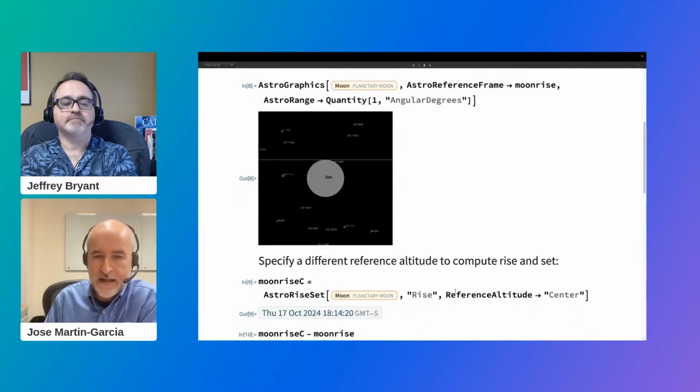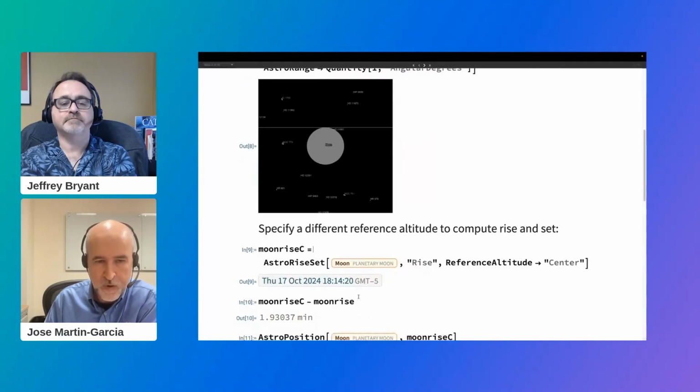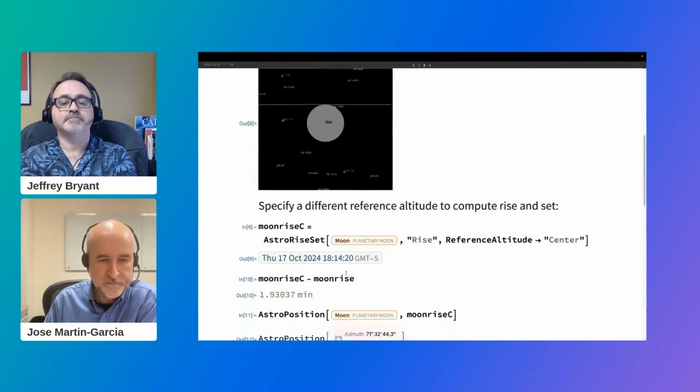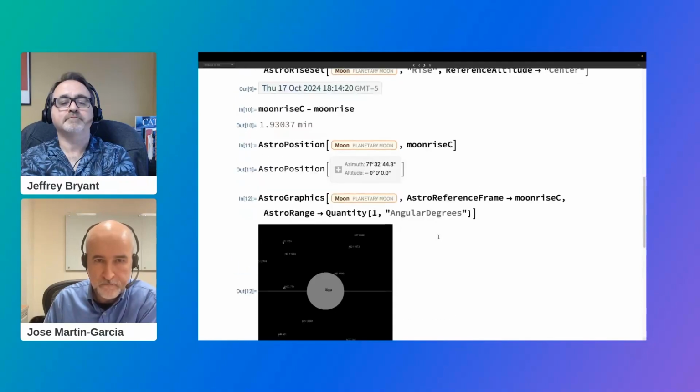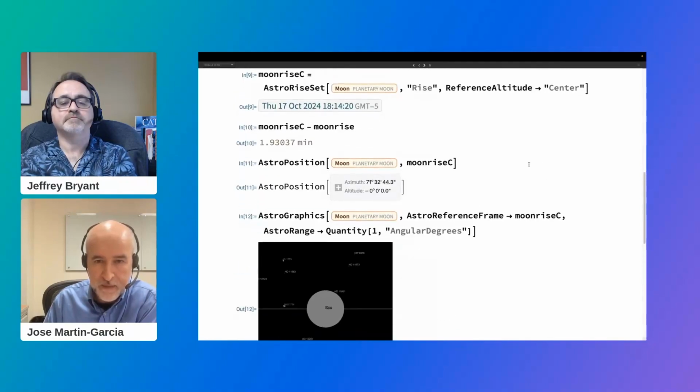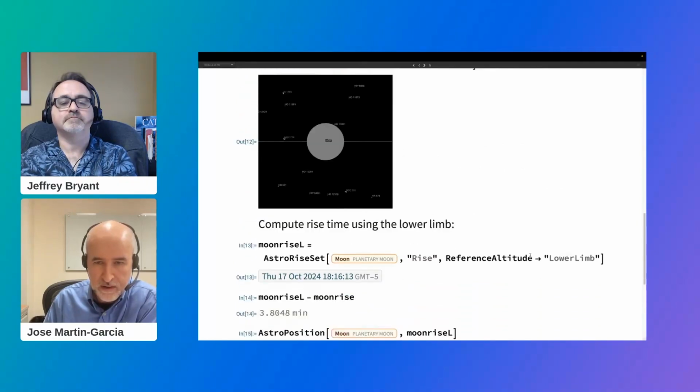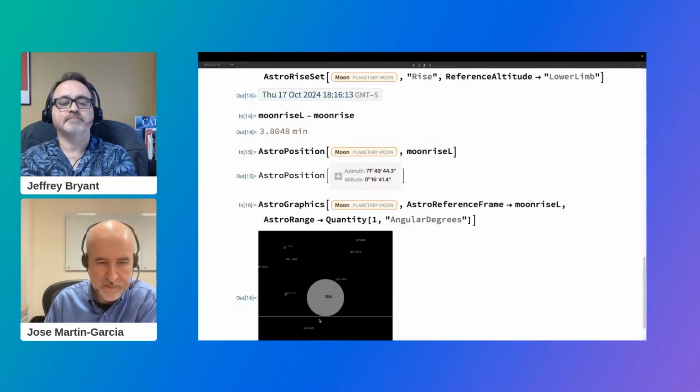We can compute another moment of moonrise by saying that we want to reference the center of the moon to the horizon. And so we get a moment which is like 2 minutes later. We can do the same thing for the upper limb. And so you see we get even later, 2 more minutes later, right? And so that will be the moment of moonrise, considering the lower limb.